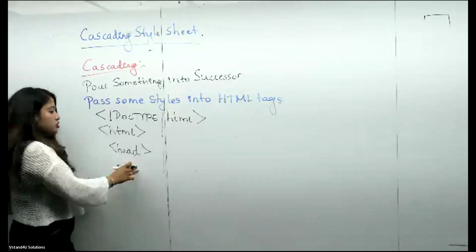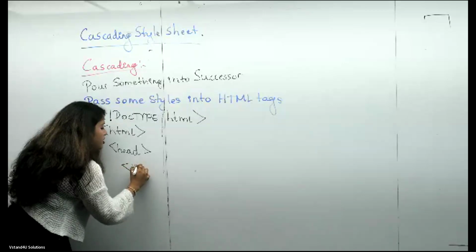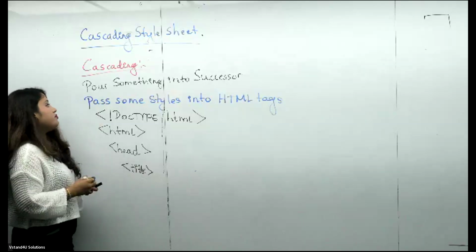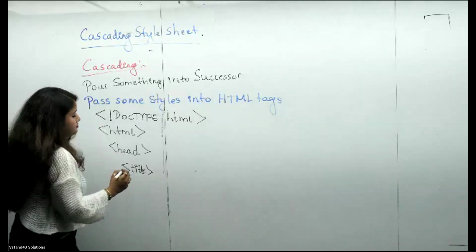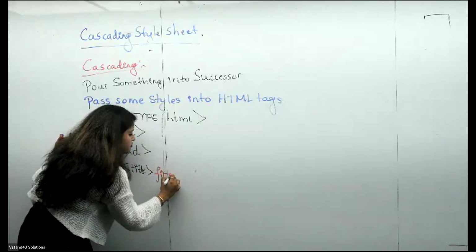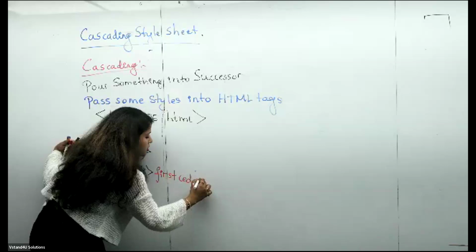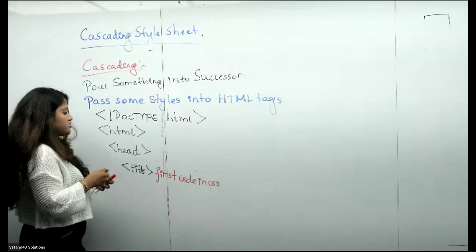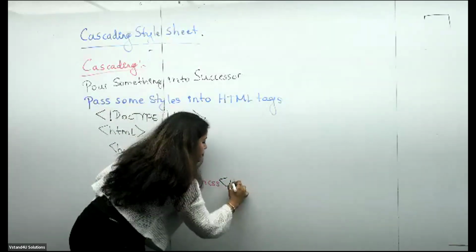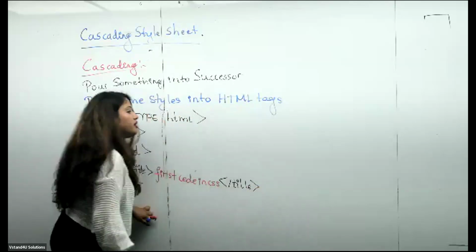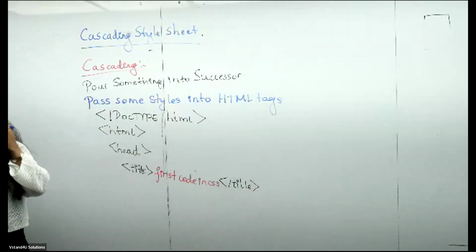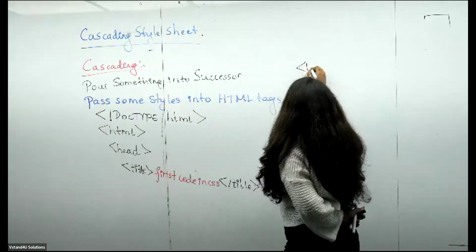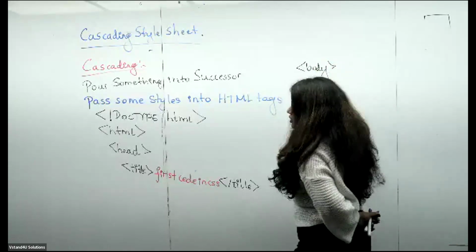Head tag. Now after this head tag, I will get one title tag. Let me mention this title as first code in CSS. I will pass the title called first code in CSS, and let me close this title. Clear till here? Same as your HTML only? Now I will consider another tag, that is your body tag.